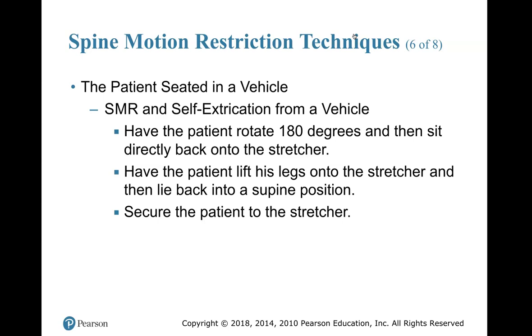So when they get up out of that car, they're self-extricating. Make sure you have your stretcher as close as you can to the car so that they don't have to move and walk too much. Have the patient lift his legs onto the stretcher and then lie back in a supine position. If they're self-extricating, I wouldn't put them in a flat supine. I would maybe go semi-Fowler's, just saying. That's probably what your protocols are going to call for anyway. Okay? Secure the patient to the stretcher.